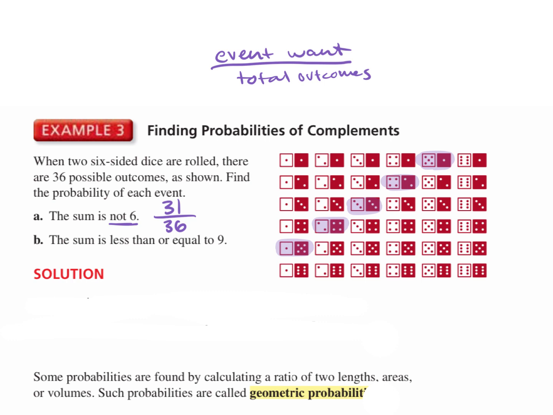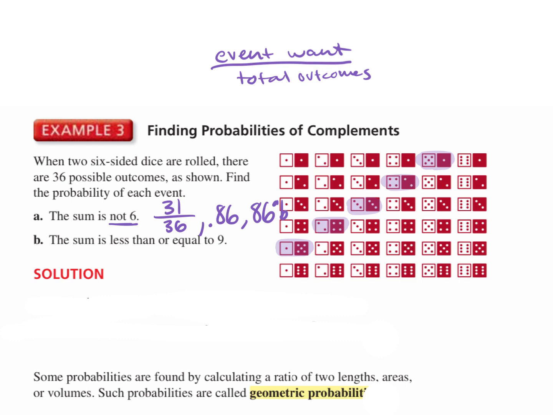Or if you wanted to put it in your calculator, you could do 31 divided by 36 and get 0.86. Or you could leave it as a percent, and that would be 86%. Ready for the next one?